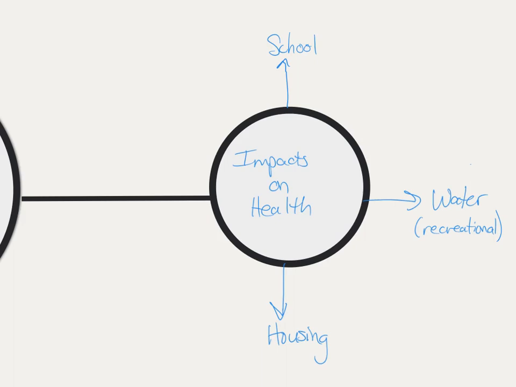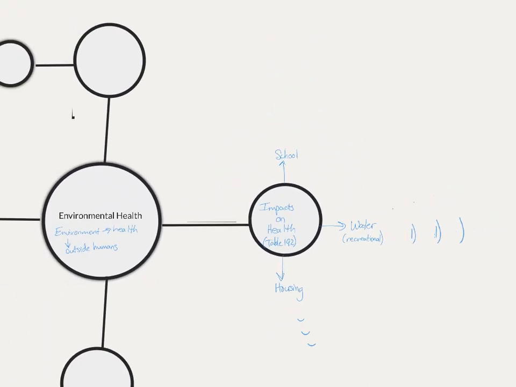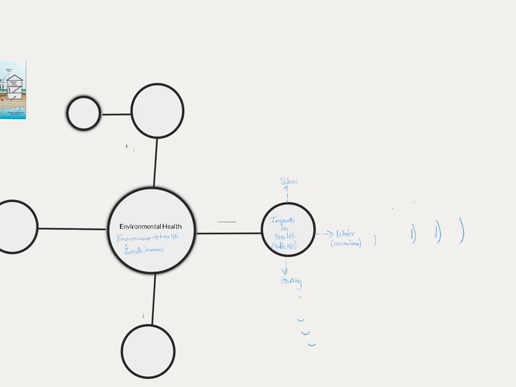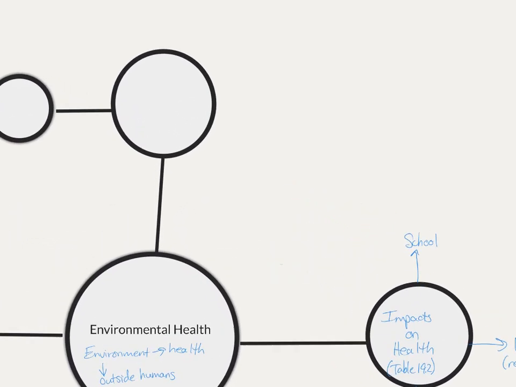There are, of course, multiple examples of all these ways environment can impact your health. So for more information, check out Table 19.2 in your textbook. It includes a long list, not exhaustive, but certainly with more detail than I've given here. Okay, now you have some context for what environmental health is. Let's look specifically at how a community nurse might complete a risk assessment.